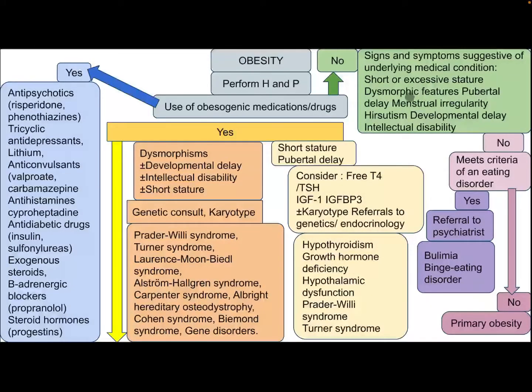Also, if there is dysmorphism, developmental delay, intellectual disability, or short stature: genetic counseling, karyotype. Differential diagnosis: Prader-Willi syndrome, Turner syndrome, Laurence-Moon-Biedl syndrome, Alström-Hallgren syndrome, Carpenter syndrome, Albright hereditary osteodystrophy, Cohen syndrome, and single gene disorders. Continuation of these, if there is dysmorphic or other features.